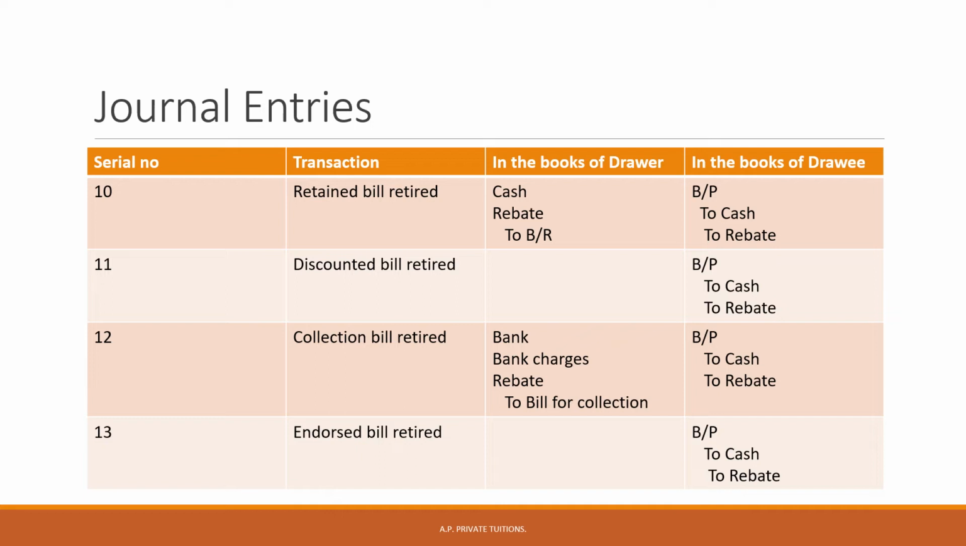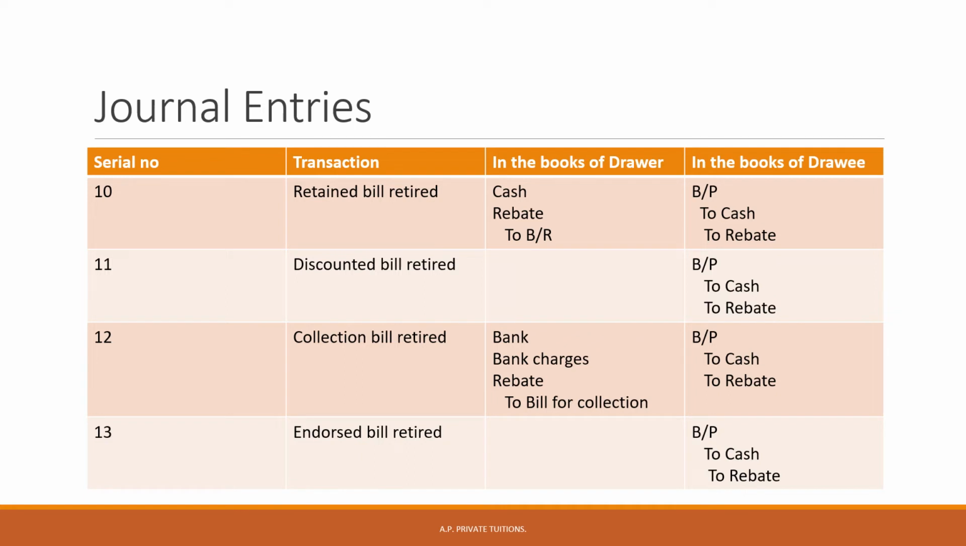So our journal entry in the books of the drawee is always the same: bills payable to cash to rebate, in all four cases. When he gets a discount, that discount becomes his profit. Therefore, it is credited. And for the drawer, you can see the case is the same as honored. There are no entries for discounted bill retired and no entries for endorsed bill retired. The logic behind it is the same.